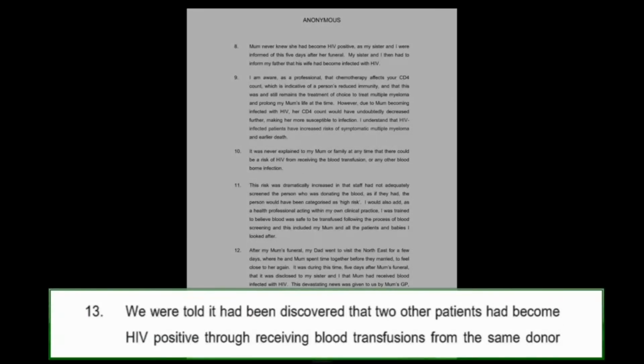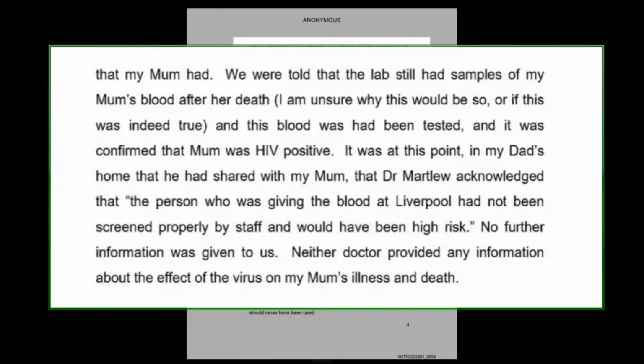When we were told it had been discovered that 2 other patients had become HIV positive through receiving blood transfusions from the same donor that my mum had, we were told that the lab still had samples of my mum's blood after her death. I'm unsure why this would be so, or if this was indeed true. And this blood had been tested, and it was confirmed that my mum was HIV positive.